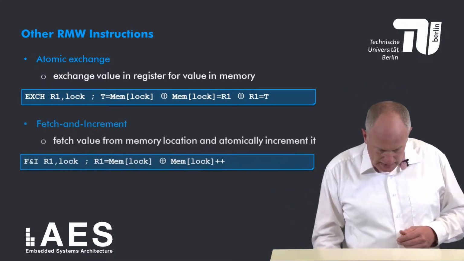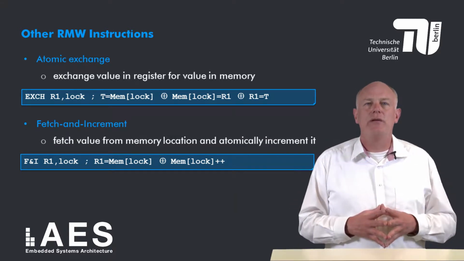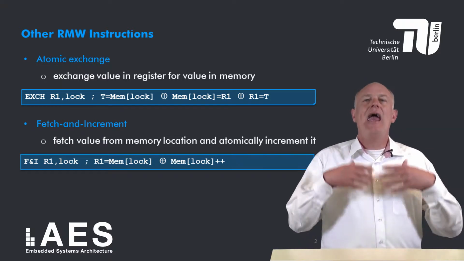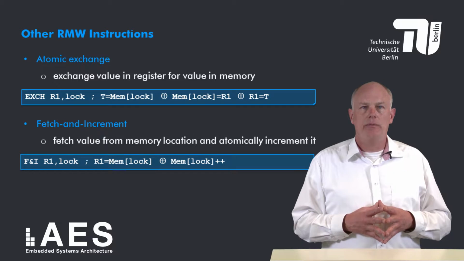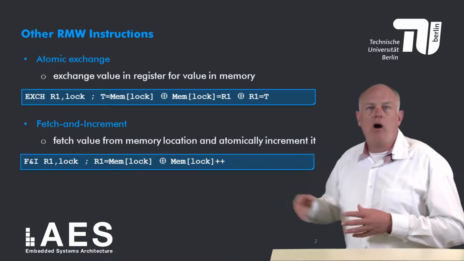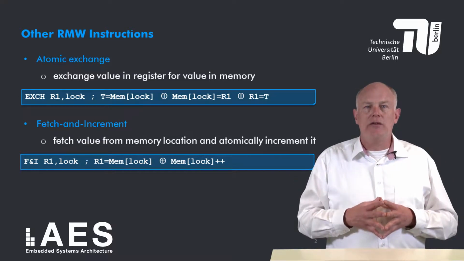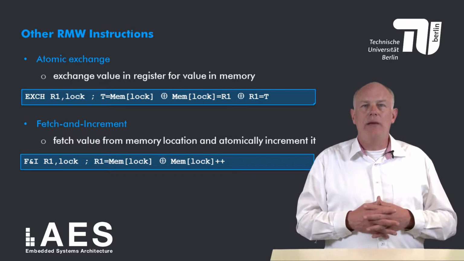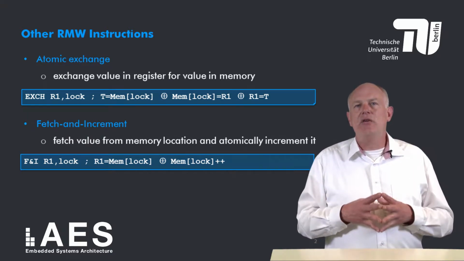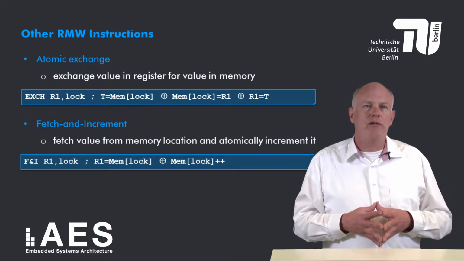Another atomic read, modify, write instruction is fetch and increment. This instruction reads the log variable from memory and increments the log variable. Here's an example: f&i R1 log. As said, it reads the log into register R1 and increments the log. Fetch and increment is said to be useful for implementing circular buffers, for example.